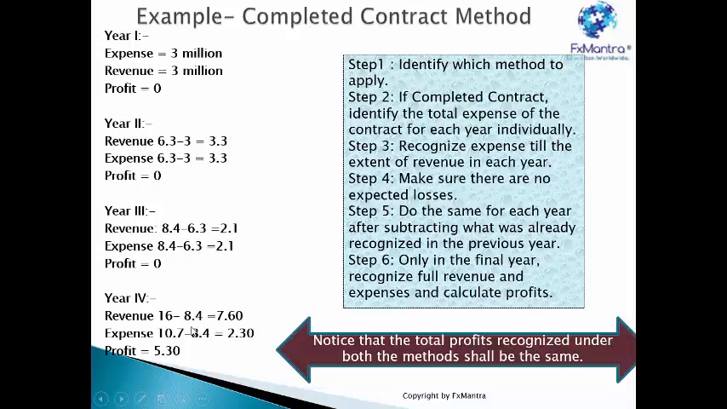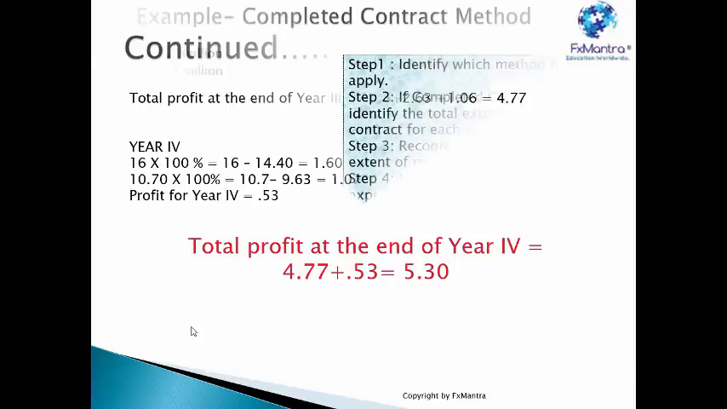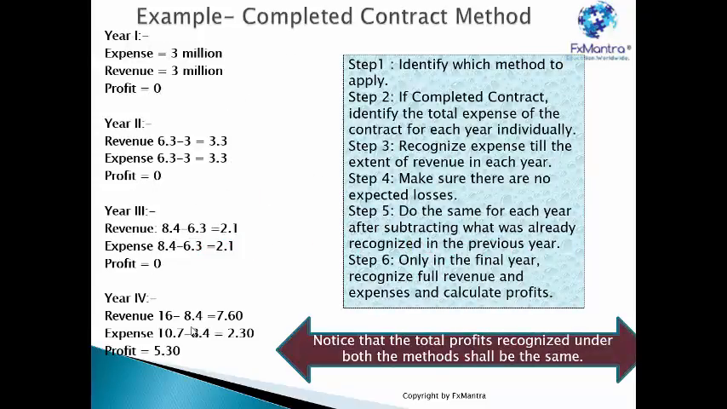To conclude, if you notice, total profits recognized under both the methods shall be the same. In the previous stage of completion method also you had a profit of 5.3. Here also you are going to have a profit of 5.3 only. The only difference in the two methods is how we recognize on a year-to-year basis. In stage of completion method, I'm quite sure of how much is my revenue earned because I know how much of work I have completed.